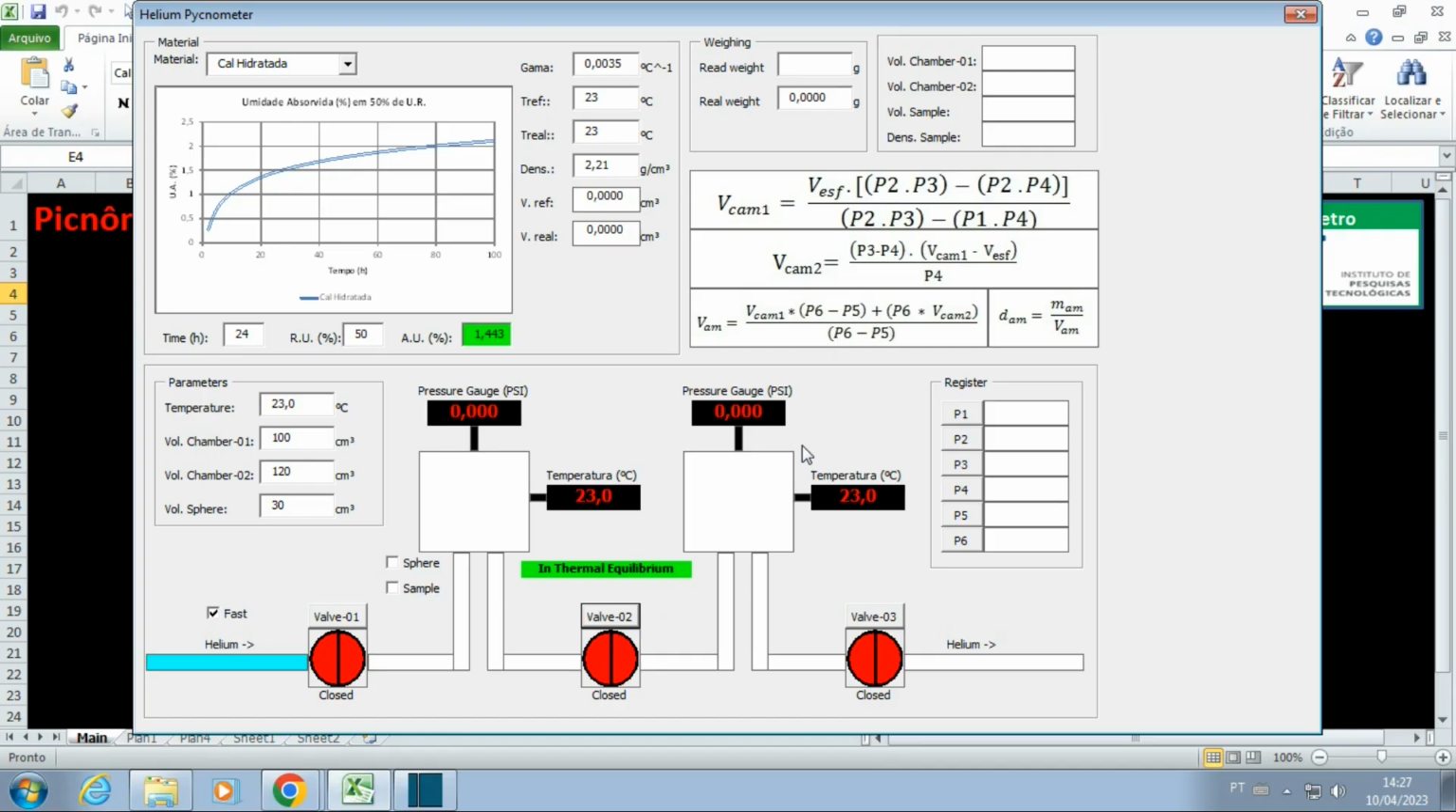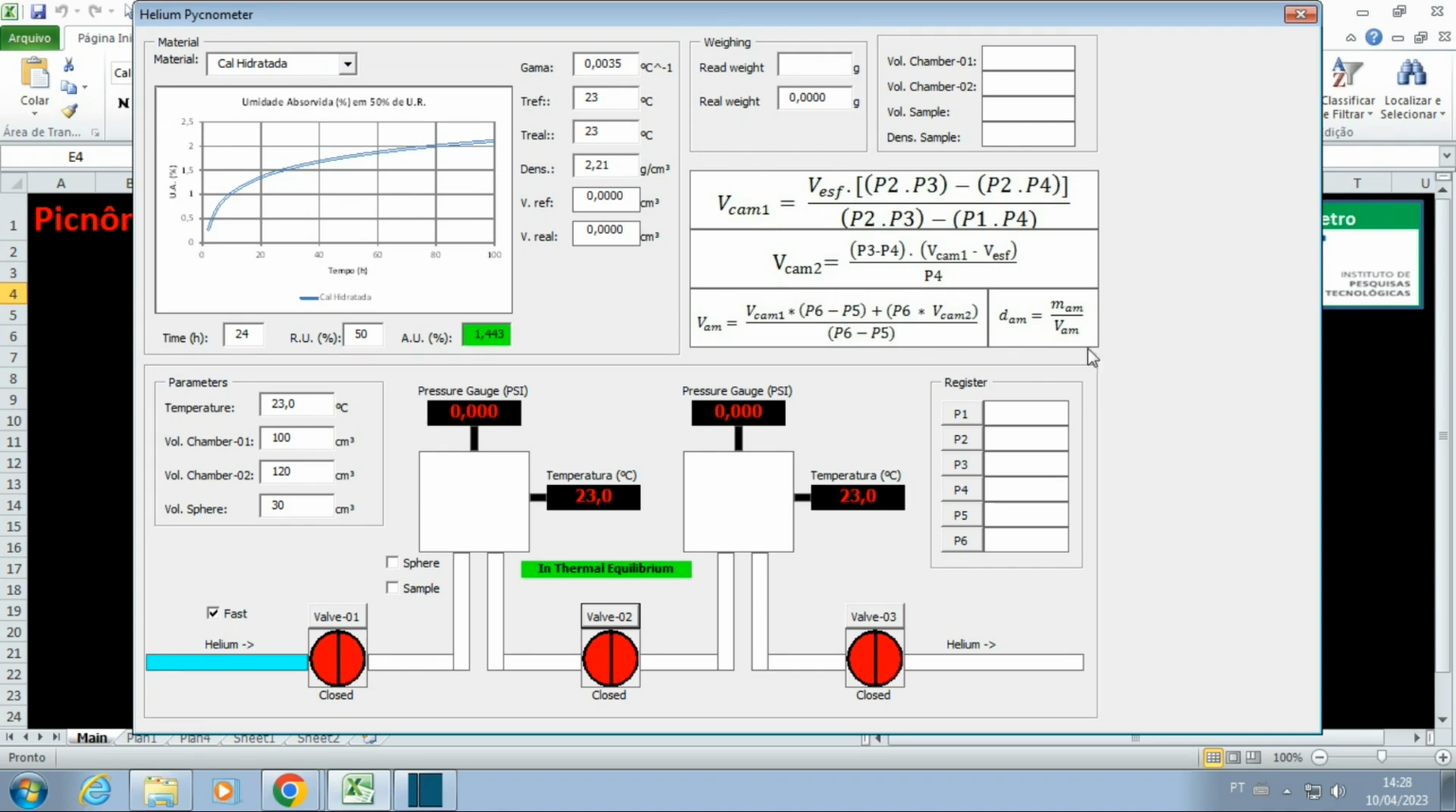Let's go. Here we have a spreadsheet developed in Excel in the VBA, Visual Basic for Applications, programming environment for simulating the operation of the equipment. In this first frame, we have some characteristics of the material being analyzed. On the side, the mass of the material, remembering that the helium pycnometer determines the volume, real or absolute, of a sample. So the mass must be verified. The material must be weighed beforehand, as the mass value is included in the calculation that the equipment performs.